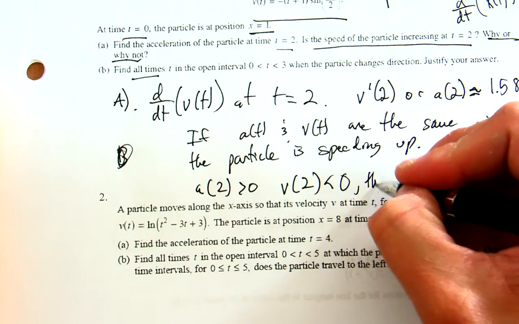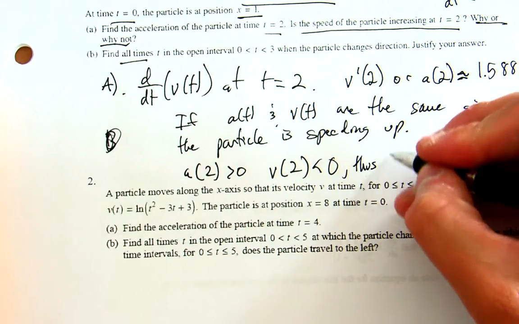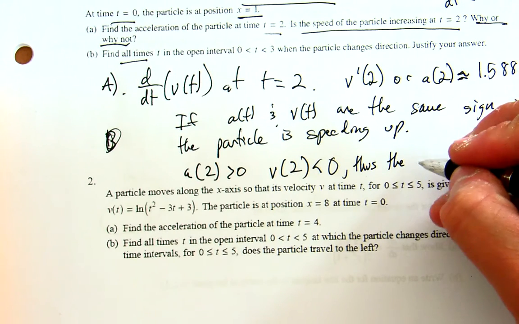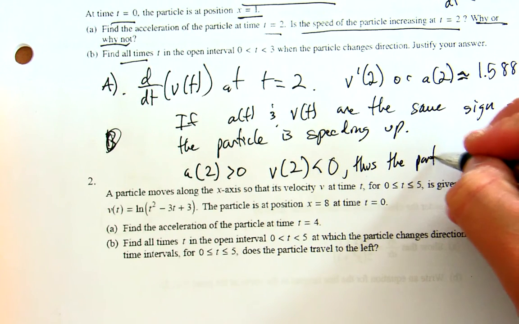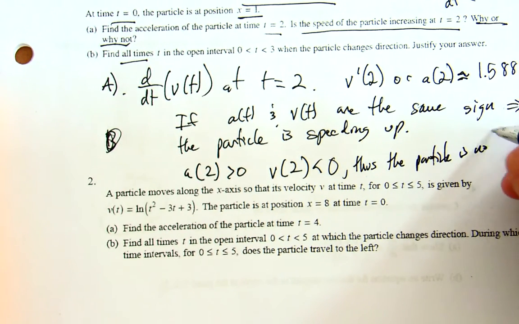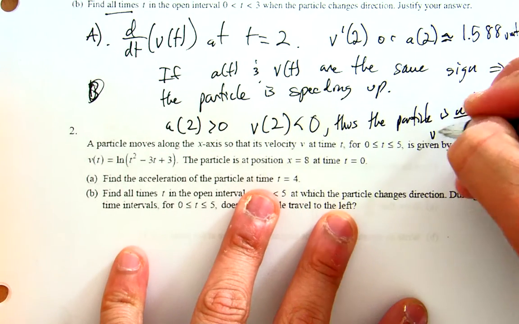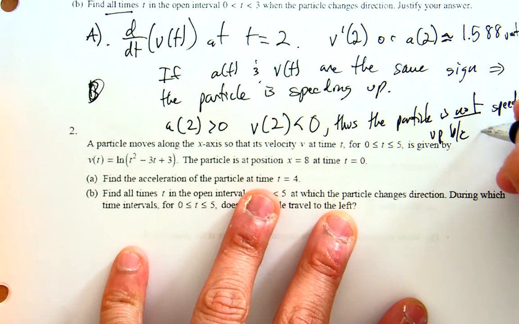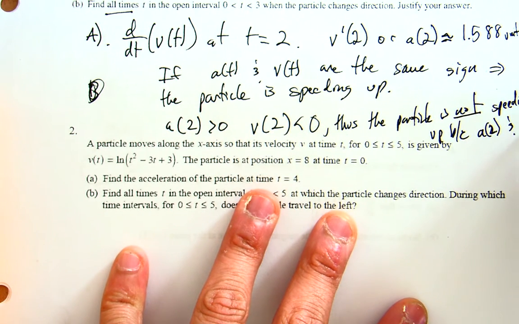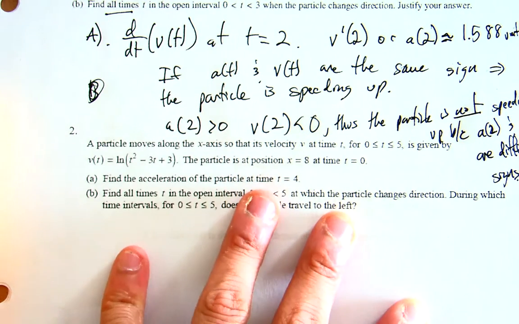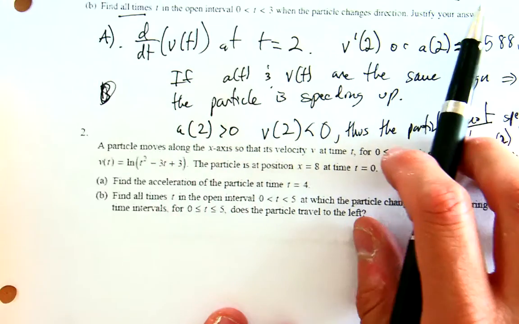Thus, since they're not in the same direction, the particle is not speeding up, because a of 2 and v of 2 are different signs. Okay? Okay, cool. And then finally, why or why not?